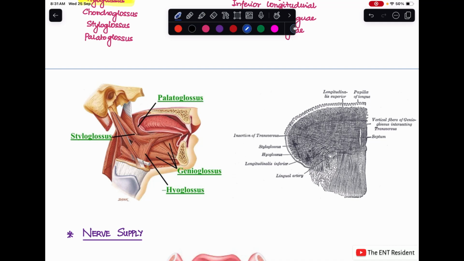The styloglossus muscle, because it starts from the styloid process, the palatoglossus muscle here within the palatoglossal arch, the genioglossus muscle, and the hyoglossus muscle. And right over here on the right side are the intrinsic muscles: the superior longitudinal muscle, the inferior longitudinal muscle, transversus muscle, and verticalis. We'll talk about this in the next video.